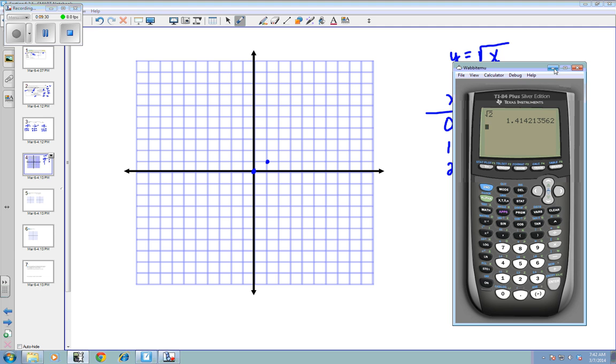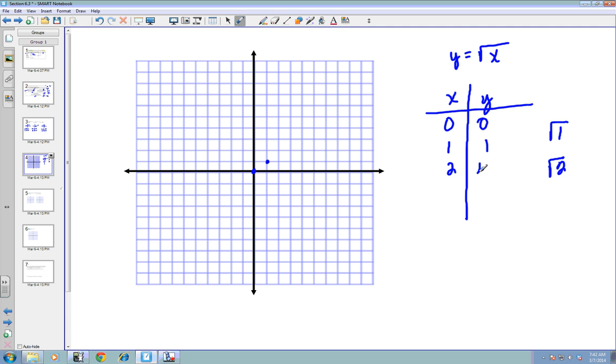It's a little almost 1.5, so we'll say 1.4. So at 2, it's 1.4. At 3, do you see if I plug in 3, I'm going to get another decimal. So let's choose 4 because the square root of 4 is 2.